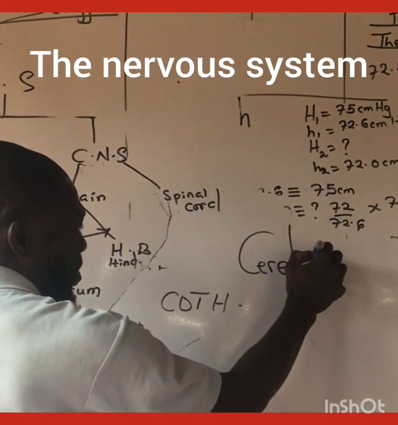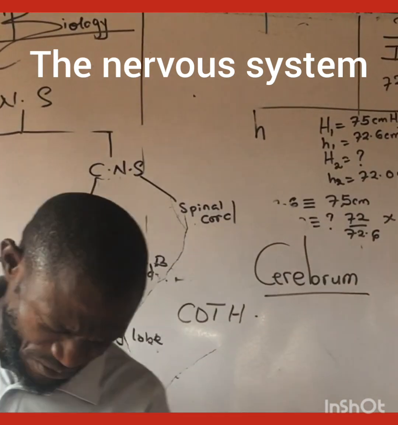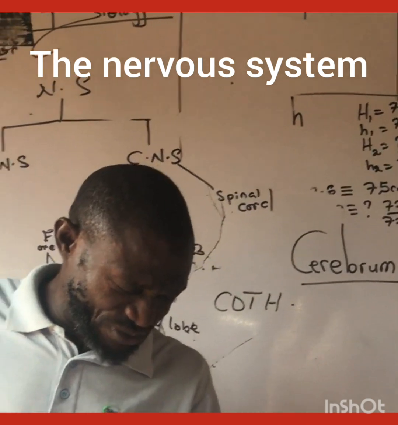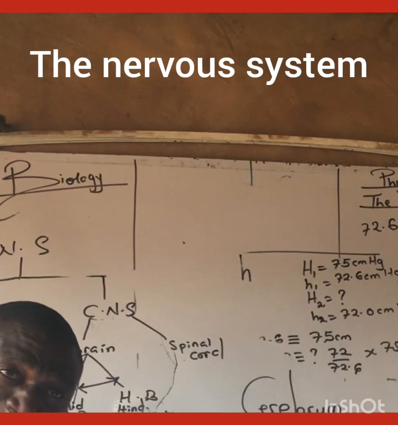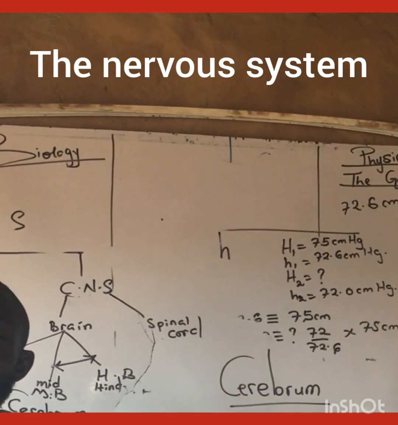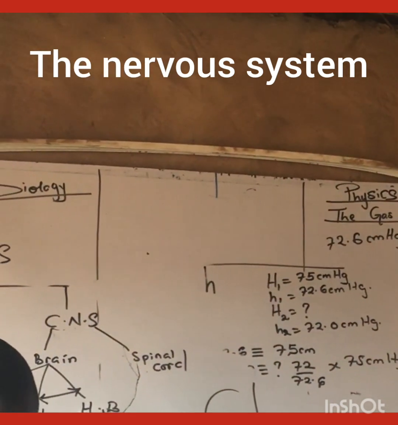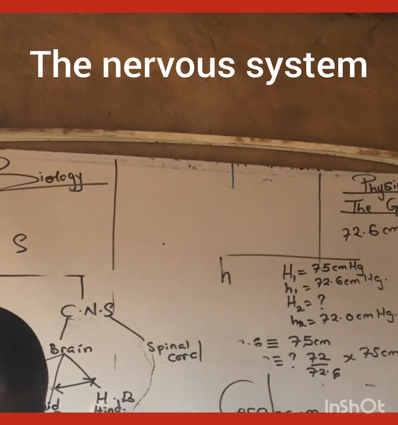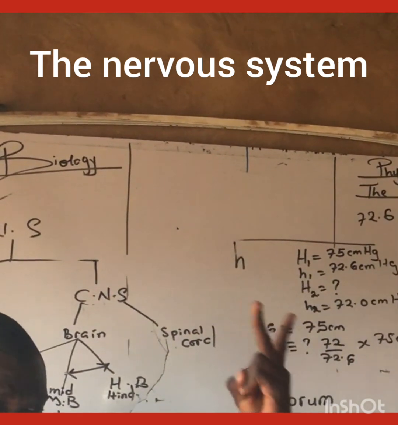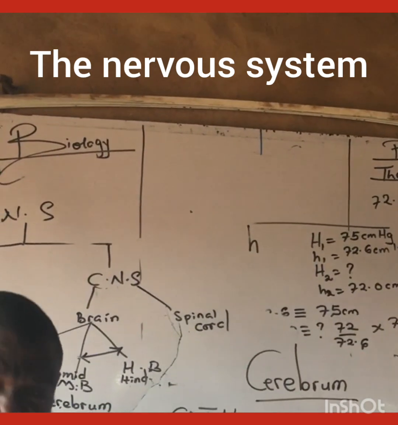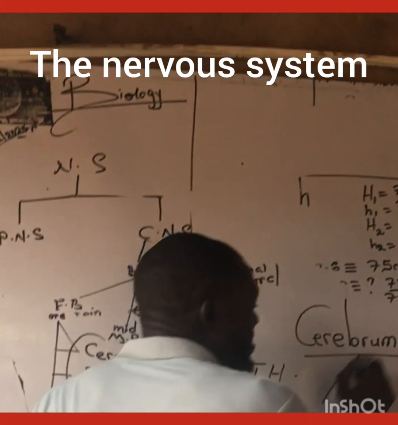What are the functions of the cerebrum? What are the structures of the cerebrum? Number one, write: it is the largest part of the brain. That's number one. Now let's look at the structure. It is divided into what? Two halves.